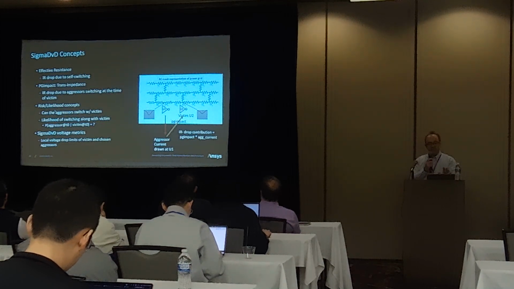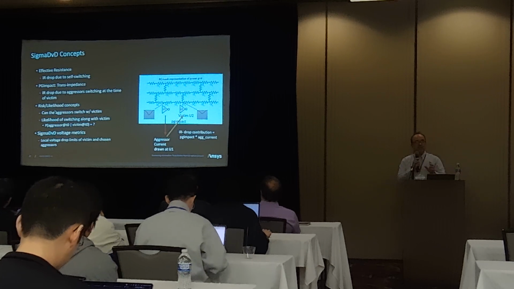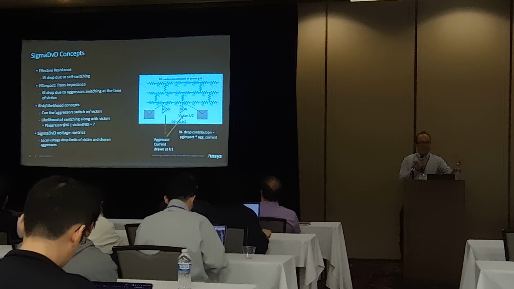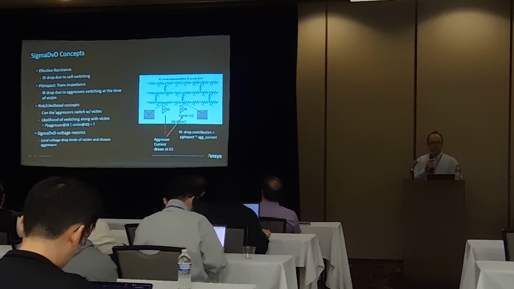So on the sigma DVD concepts, basically, what I'd like to bring to you are the concepts that we use in power integrity design: IR drop due to self, which is the effective resistance, and the PG impact, the term we'd like to use instead of transitive resistance aggression. If you analyze all these, you can explain the drop on, let's say, victim U2 based on the current on U1, which is the aggressor. If you know the PG impact term, you can isolate the aggressor drop versus the self drop.